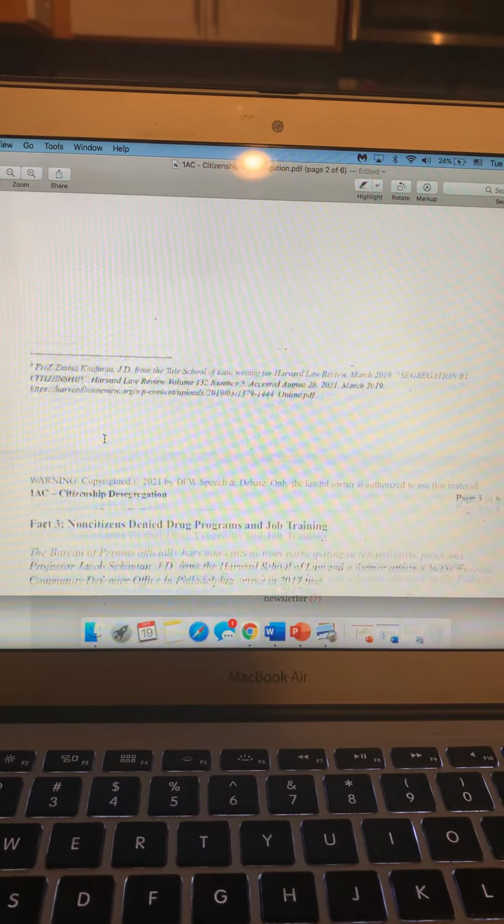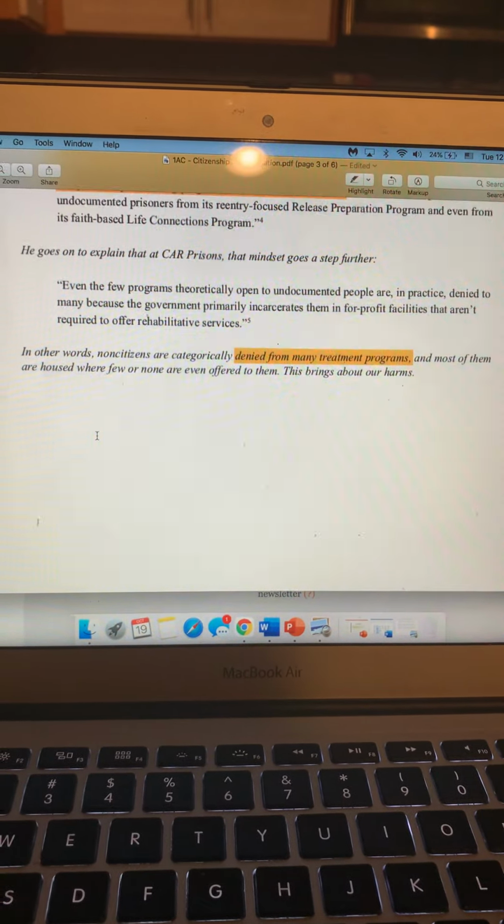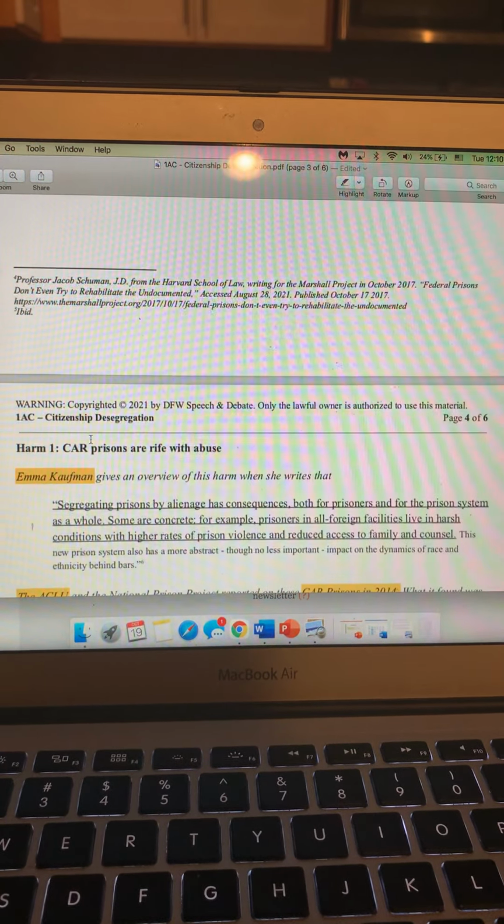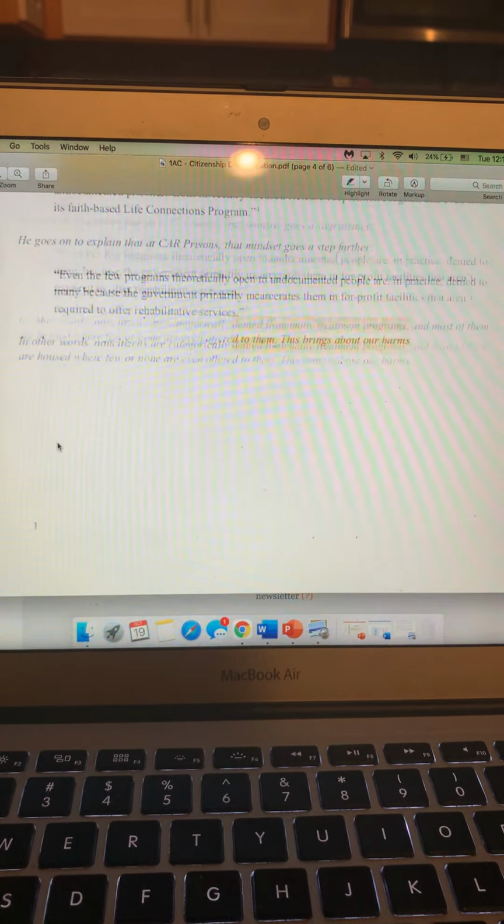So when a case has multiple pieces of evidence from the same person, it's just something to be aware of, that maybe there's no one else backing up the case. Here's another time Emma Kaufman's mentioned.